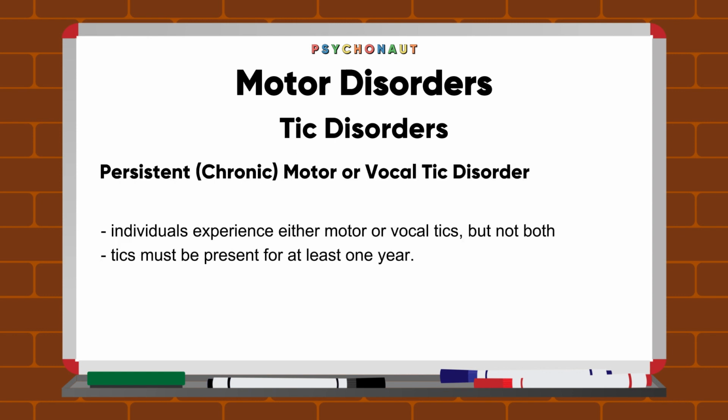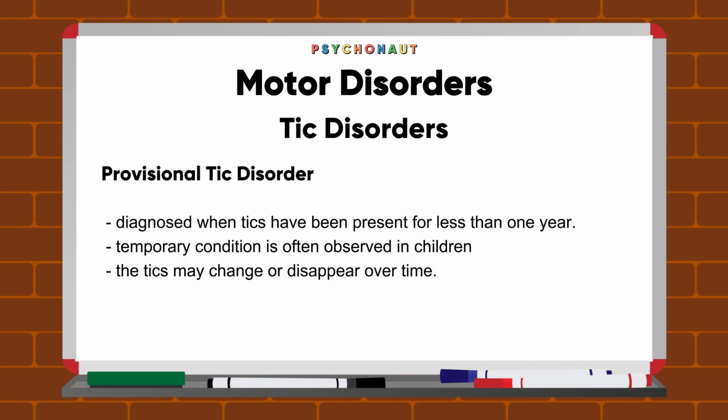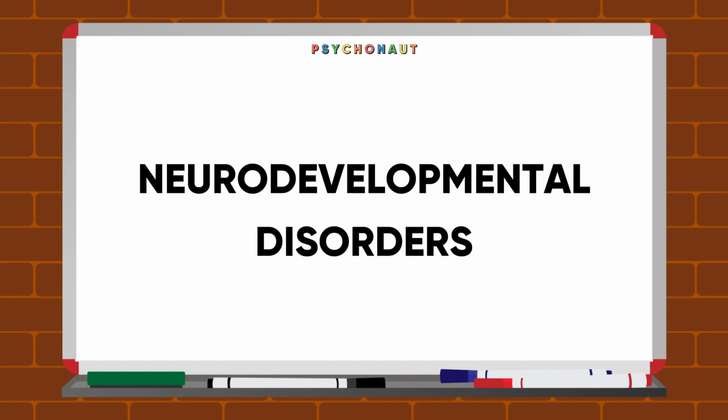Another type of tic disorder is persistent chronic motor or vocal tic disorder. In this condition, individuals experience either motor or vocal tics, but not both. The tics must be present for at least 1 year. These tics may cause distress or impairment, but they are not as severe as those seen in Tourette's disorder. Lastly, we have provisional tic disorder, which is diagnosed when tics have been present for less than 1 year. This temporary condition is often observed in children, and the tics may change or disappear over time.